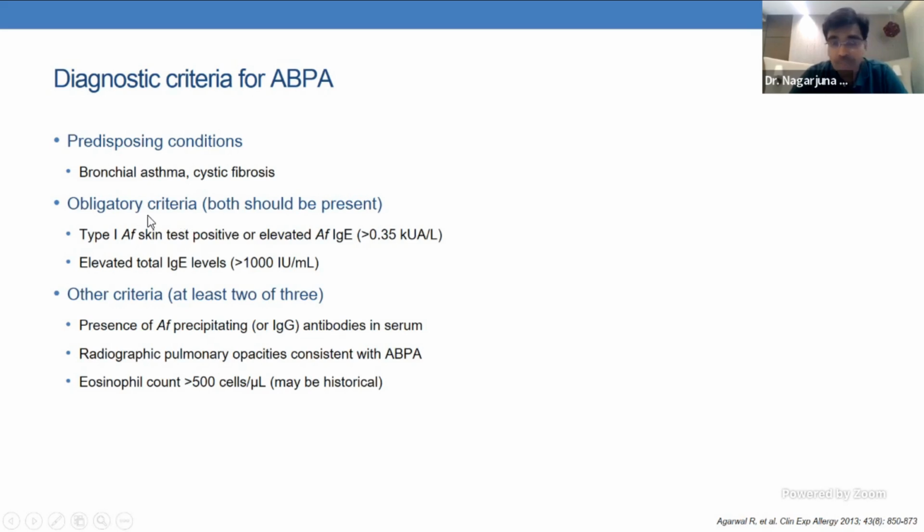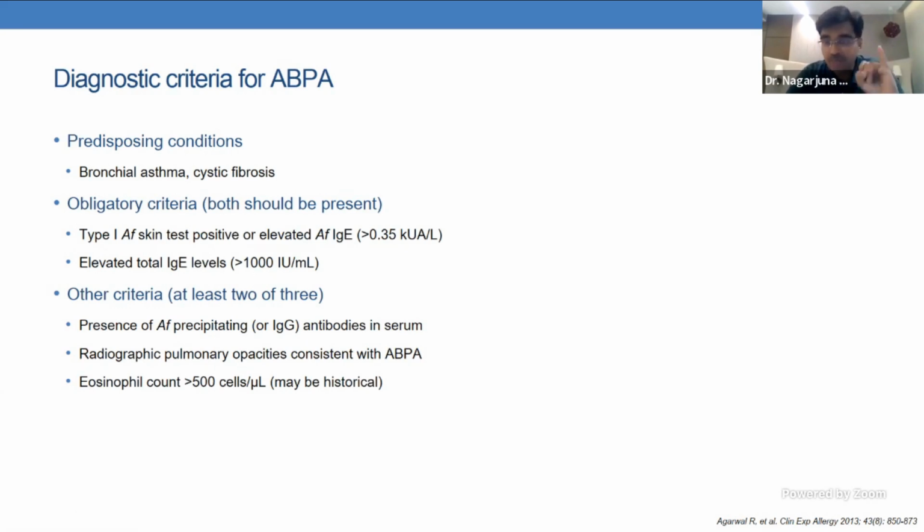Then you should have an obligatory criteria, which means that both have to be there. So what should be there? You should prove that there is sensitization to Aspergillus fumigatus. Earlier, both skin test and specific IgE were considered to be representative. But now skin test has been shown to be much less sensitive than specific IgE. So now specific IgE is the test which is being recommended. Plus, you should have elevated IgE. In 2013, it was 1000 as the cutoff, but the new ISHAM criteria is recommending 500 as the cutoff.